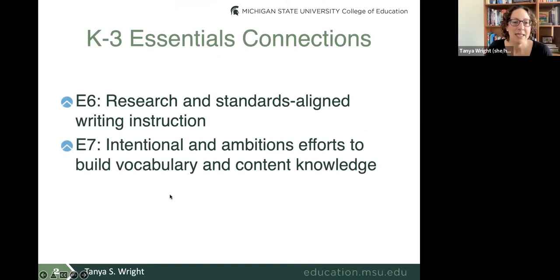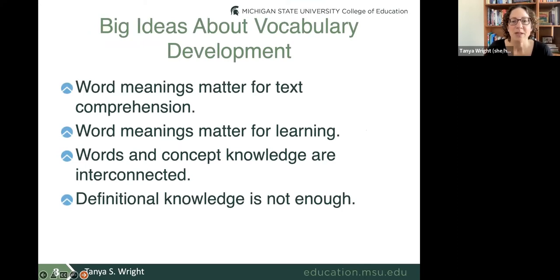Okay, so just making the connections between Essential 6, which we've been talking about all day, and Essential 7, vocabulary development. Okay, so some of the big ideas that I always like to do reminders on about vocabulary development that we've talked about before, and then I'm going to add on some new ideas.